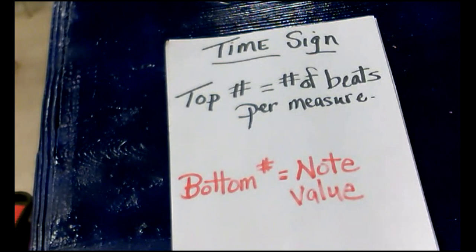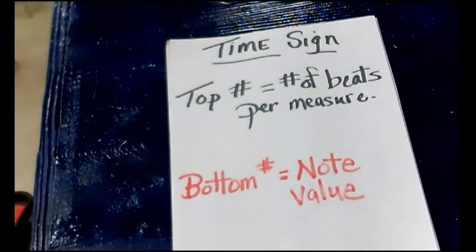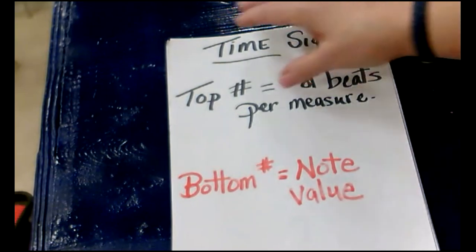Then we have the bottom number that represents our note value. That lets us know what our whole note's going to be worth, what every one of our notes and every one of our rests are going to be worth when we are looking at a piece of music.